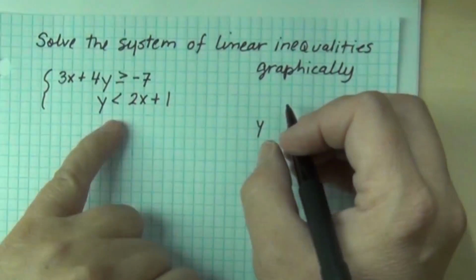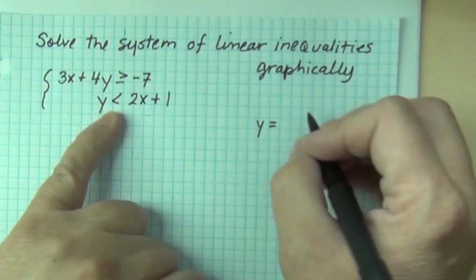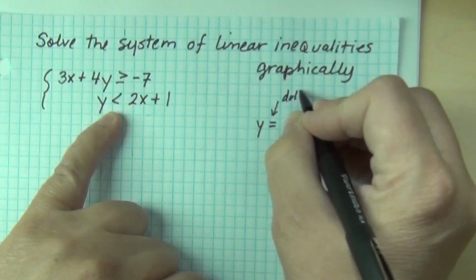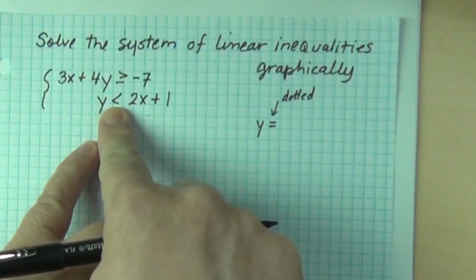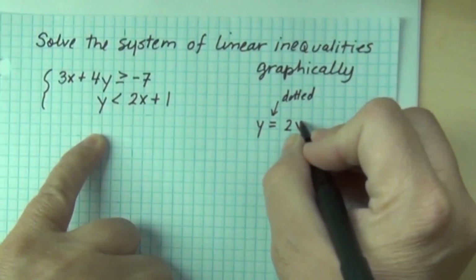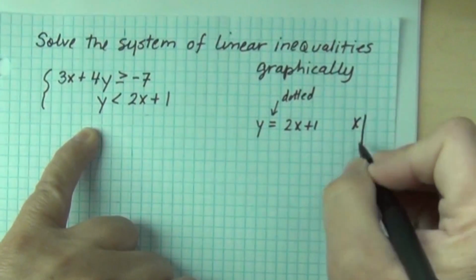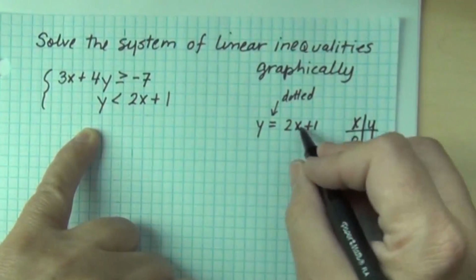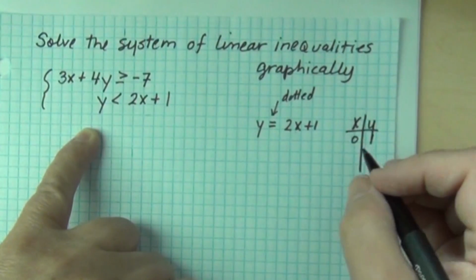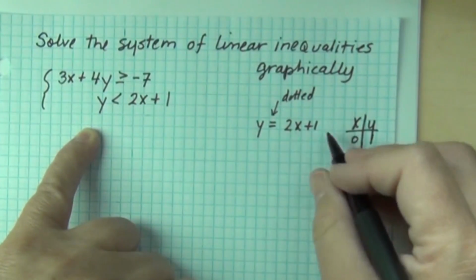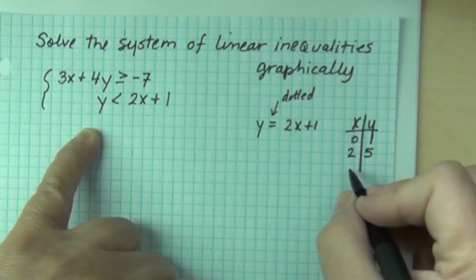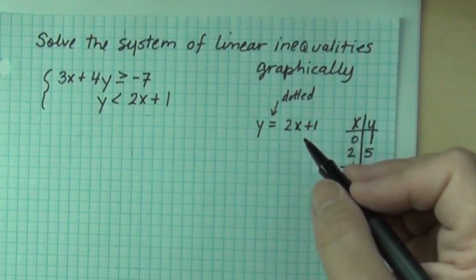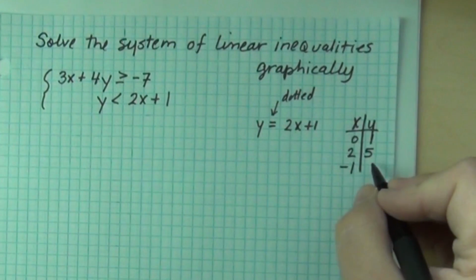In order to do this graph, I will pretend it's equal and graph the line. I'll make that dotted when I do the graph. Let's make a note. It's dotted because it was not equal to, it was strictly less than. Okay, let's make a table and get a few points for this. It goes through the point 0, put 0 in for x, and y equals 1. Let's put a 2 in. 2 times 2 is 4 and 1 is 5. Let's put a -1 in. -1 times 2 is -2 plus 1 is -1.